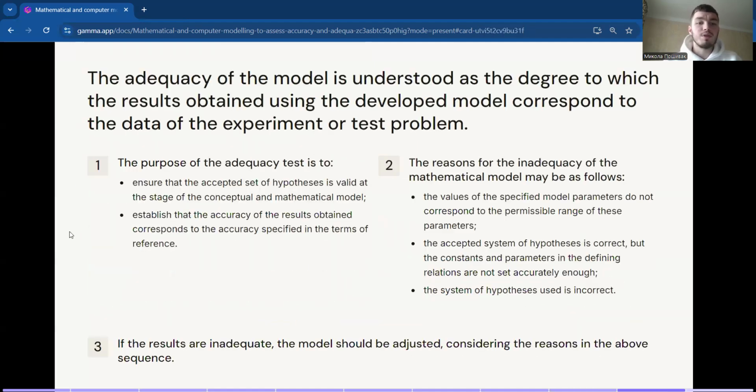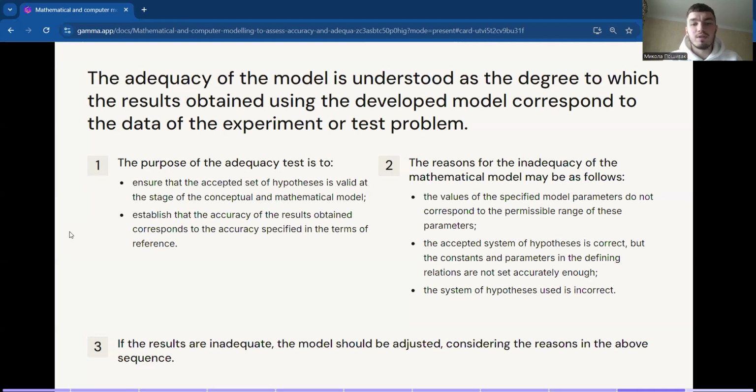The adequacy of the model is understood as the degree to which the results obtained using the developed model correspond to the data of the experiment or test problem. The purpose of the adequacy test is to ensure that the accepted set of hypotheses is valid at the stage of the conceptual and mathematical model, and to establish that the accuracy of the results obtained corresponds to the accuracy specified in the terms of reference. The reason for the inadequacy of the mathematical model may be as follows.